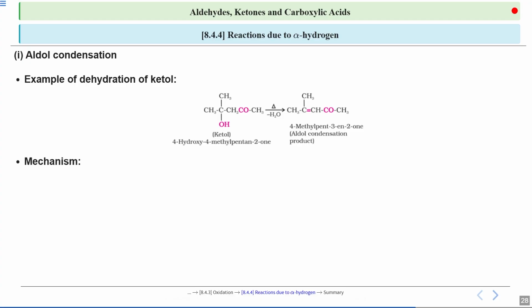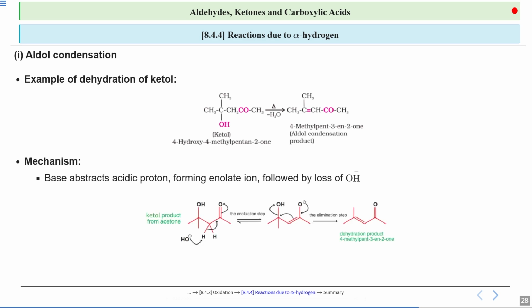If you look at the mechanism, it will be similar: the base will abstract the acidic proton, which will form an enolate ion, followed by the loss of hydroxide ion. So if you look over it, similar is happening. This base will abstract this hydrogen. You will get that enolate, and when you get that enolate, you will see there is a loss of OH minus ion, and you finally get a double bond between the alpha and beta carbon. So this is the dehydration product.